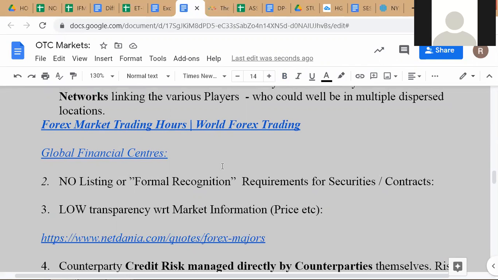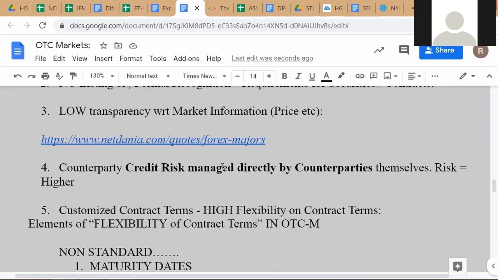Sir, you said that there is no counterparty credit risk, but sir, in case of like CME Group, they may be managing some of the risk of the parties by mediating. Yeah, so we'll come to that. You're talking about CME Group as an example of an ET market. We are talking about OTC right now.